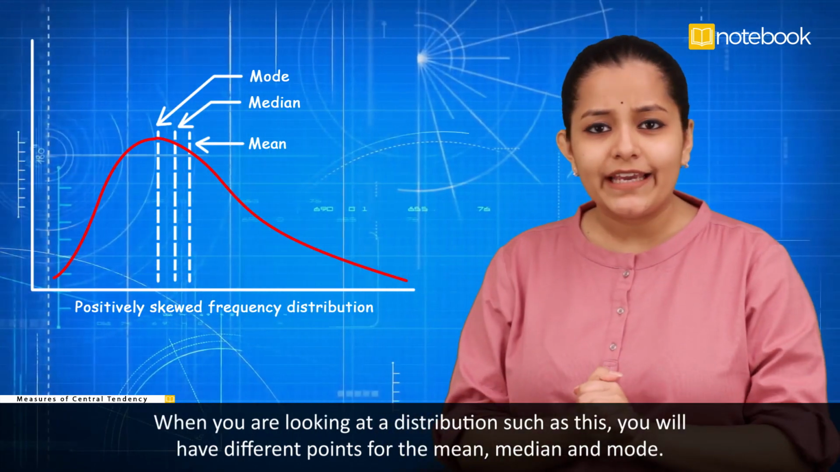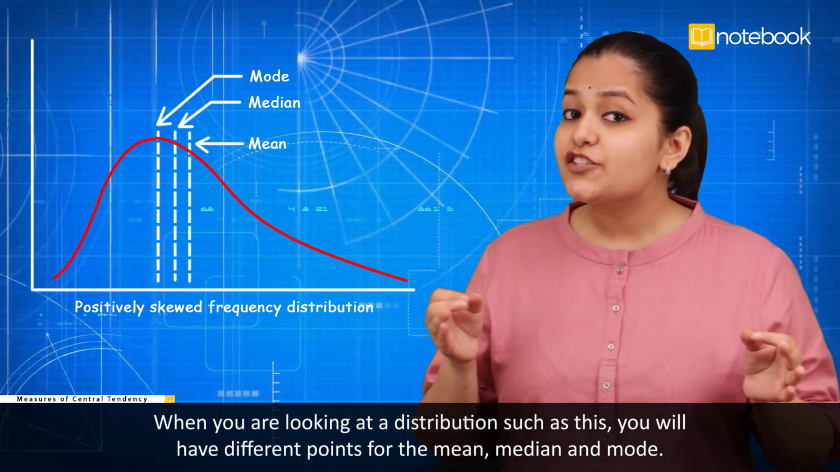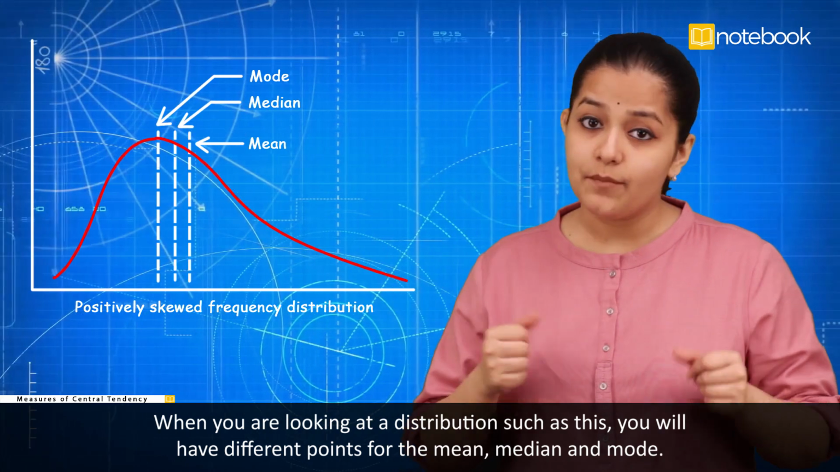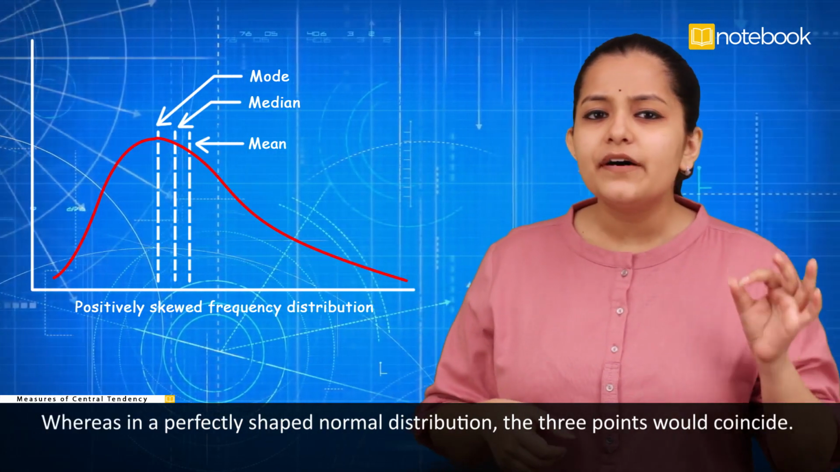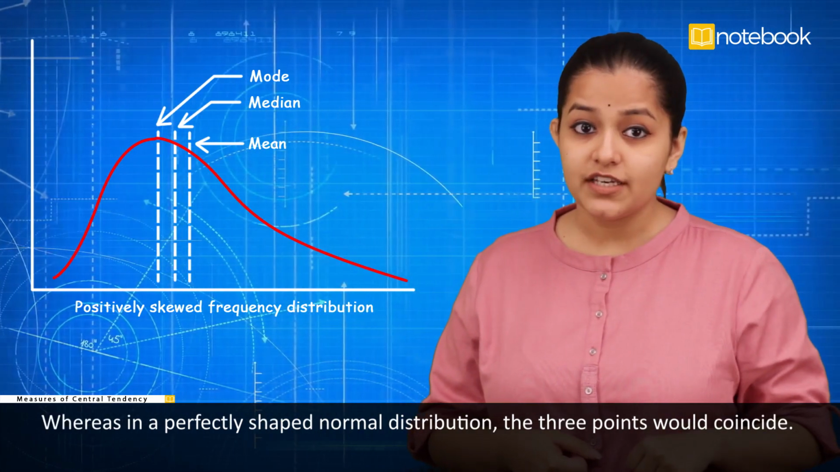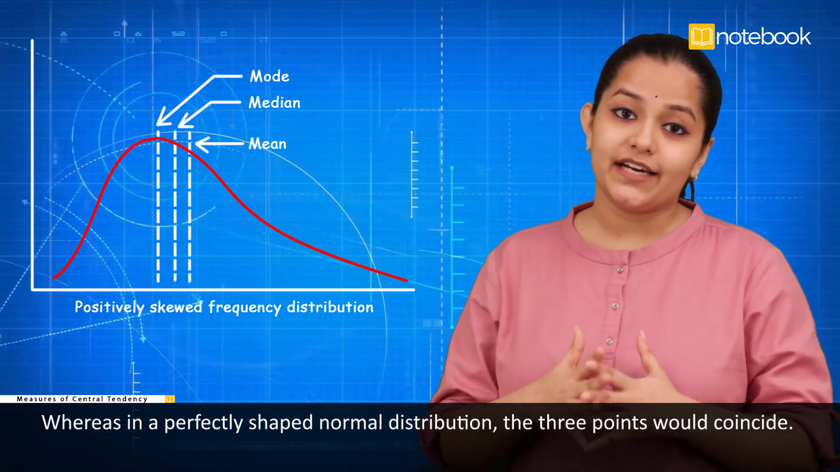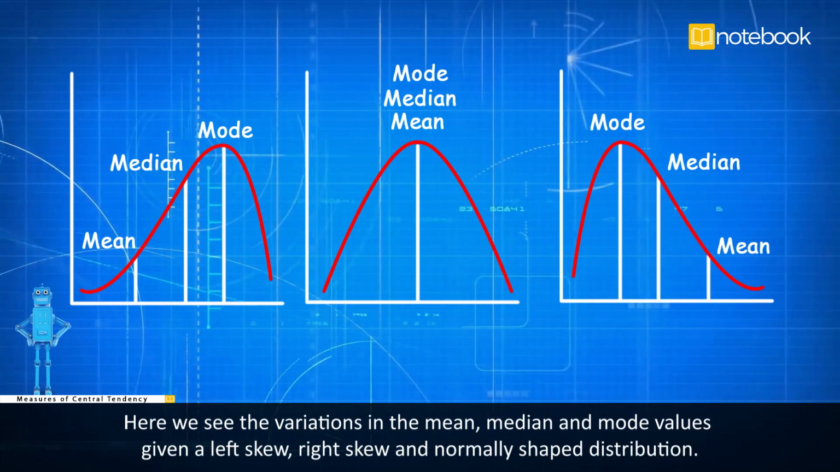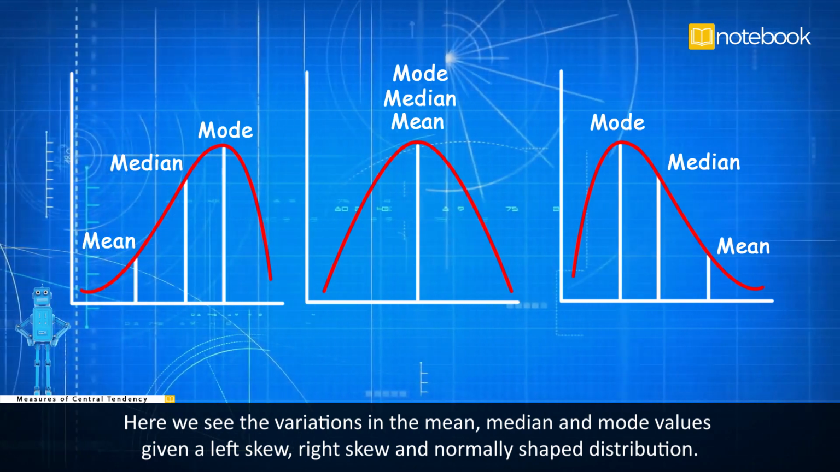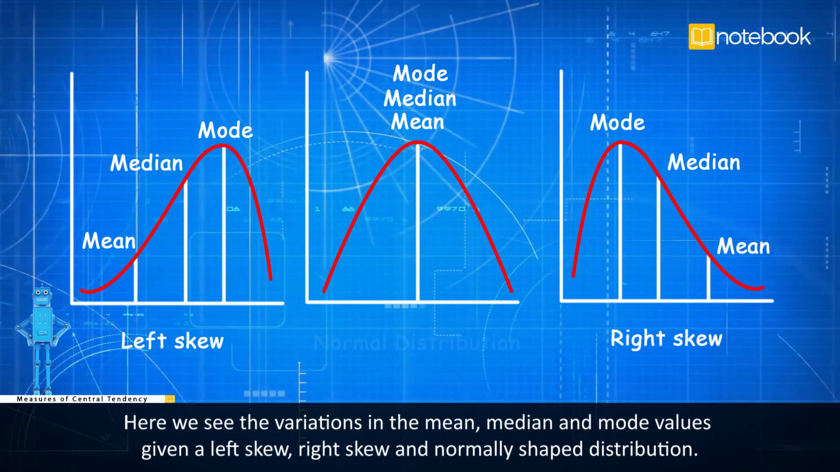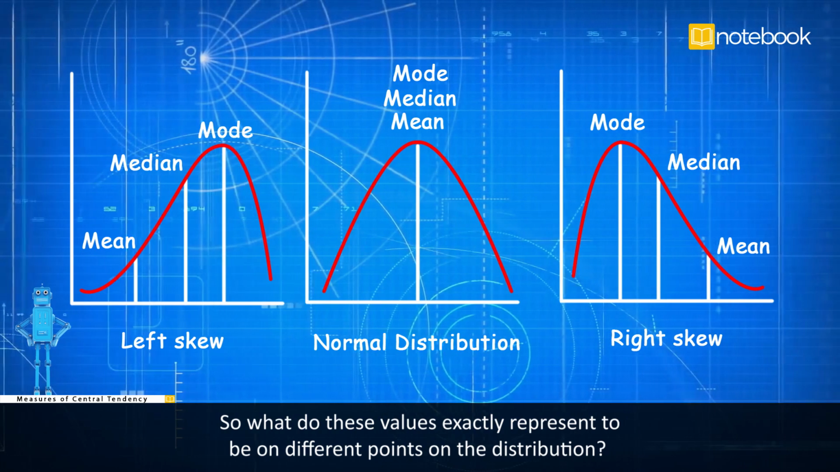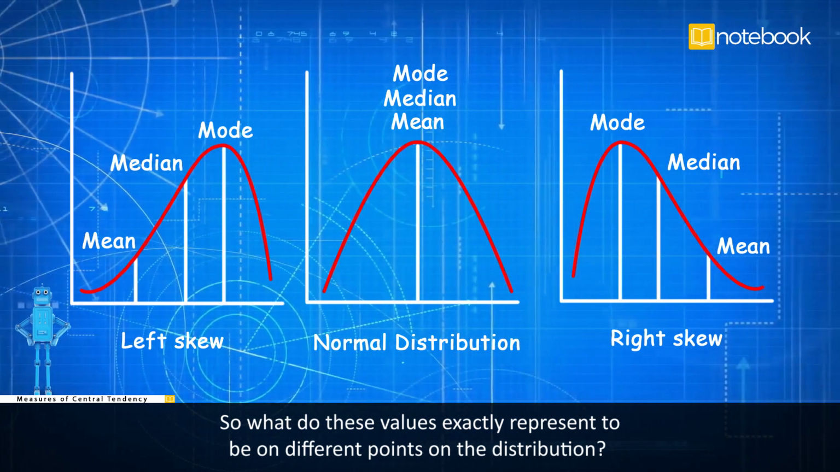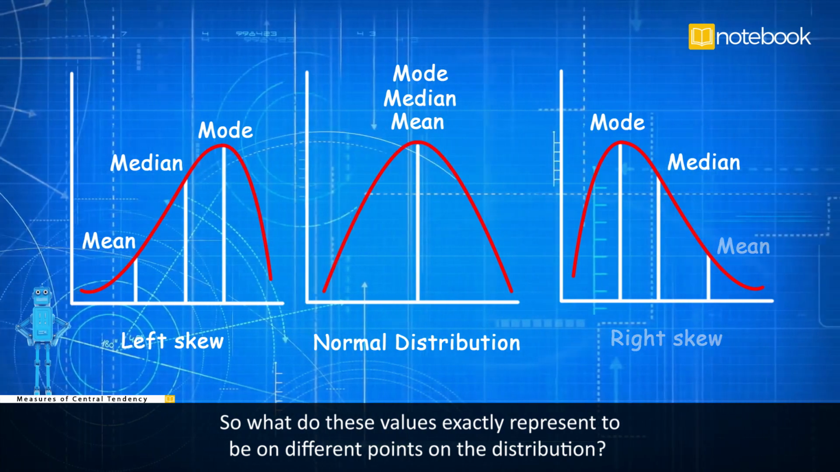When you are looking at a distribution such as this, you will have different points for the mean, median, and mode. Whereas in a perfectly shaped normal distribution, the 3 points would coincide. Here we see the variations in the mean, median, and mode values given a left skew, right skew, and normally shaped distribution. So what do these values exactly represent as they are on different points of the distribution?